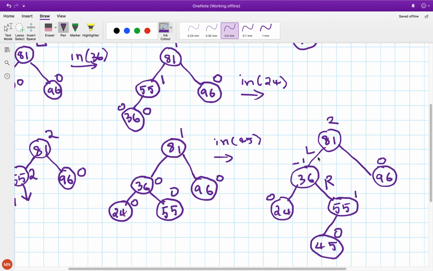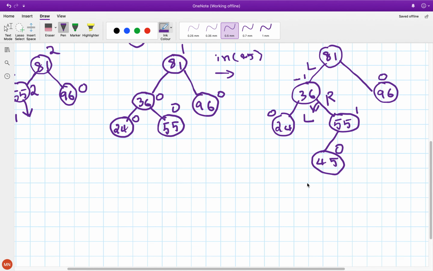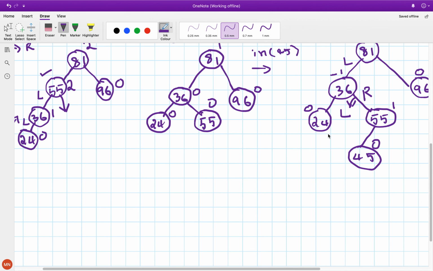Okay, so if you have an LR condition, then you have to compensate. If you have an LR condition, you have to compensate it using again L and R. This L goes to the R side and this R goes to the L side. So we are rotating this 36 to the left first. Okay, if you rotate 36 to the left, what will happen?